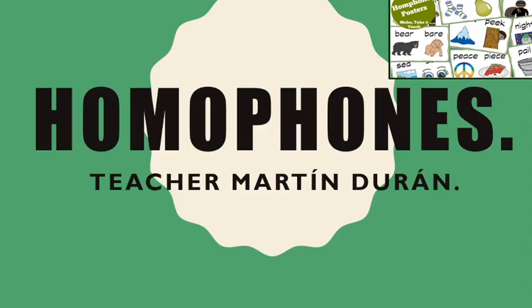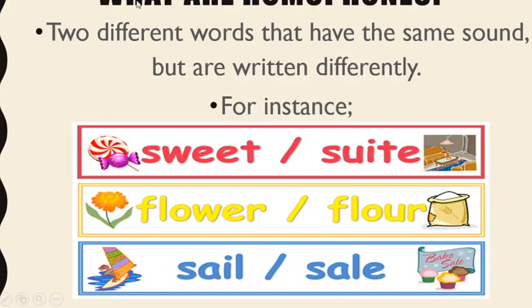Good morning. So today we will work on the language section. The topic of today is going to be homophones. What are homophones? I made this, teacher Martin. Here we have the definition. What are homophones? Homophones are two different words that have the same sound but are written differently.